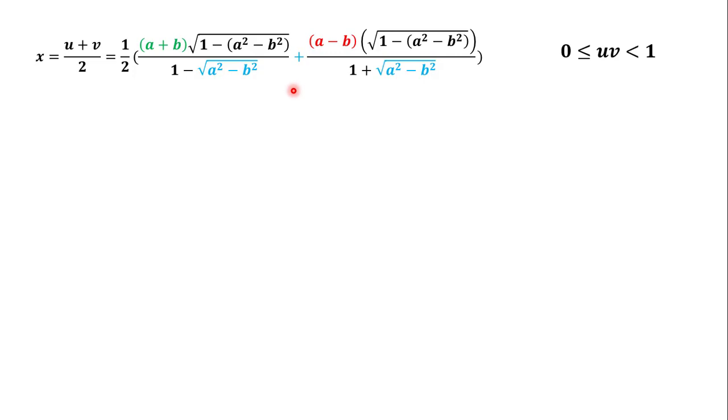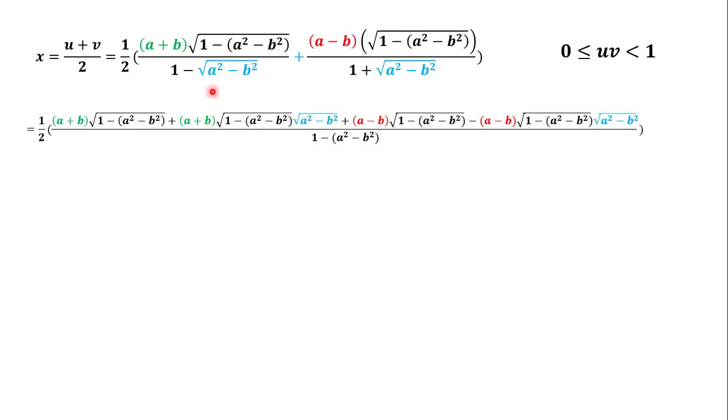We have two fractions with different denominators, so we need to make a common denominator, and we need to multiply 1 minus square root of a squared minus b squared by 1 plus square root of a squared minus b squared. Then we need to multiply the numerator of the first fraction by 1 plus square root of a squared minus b squared, and the numerator of the second fraction by 1 minus square root of a squared minus b squared.